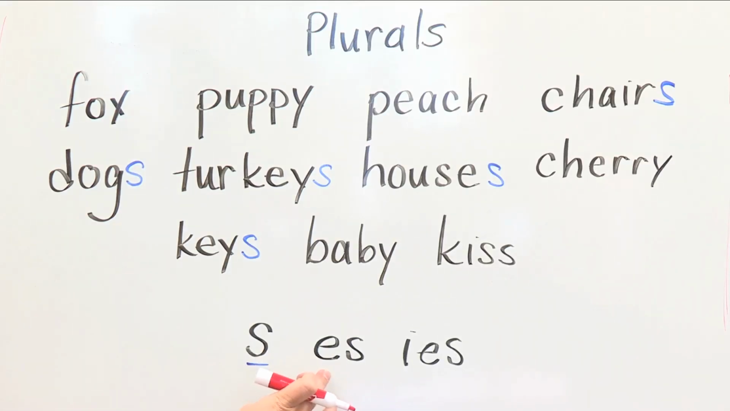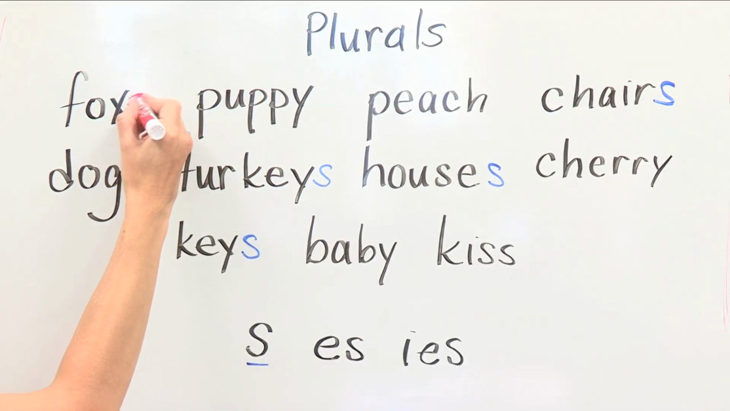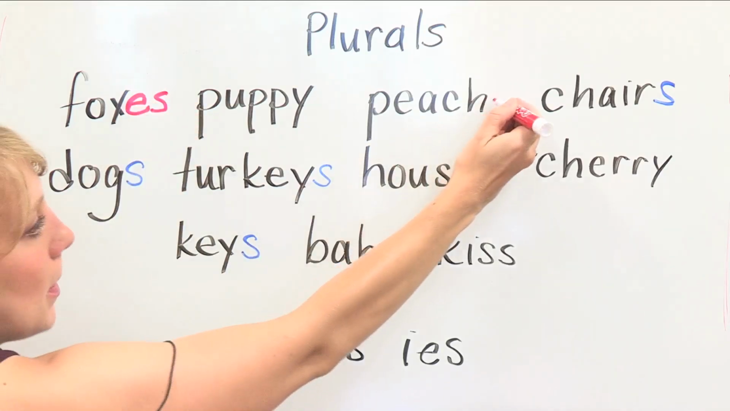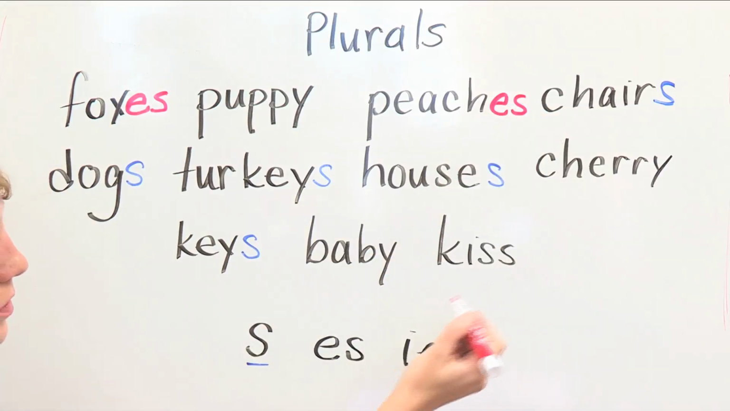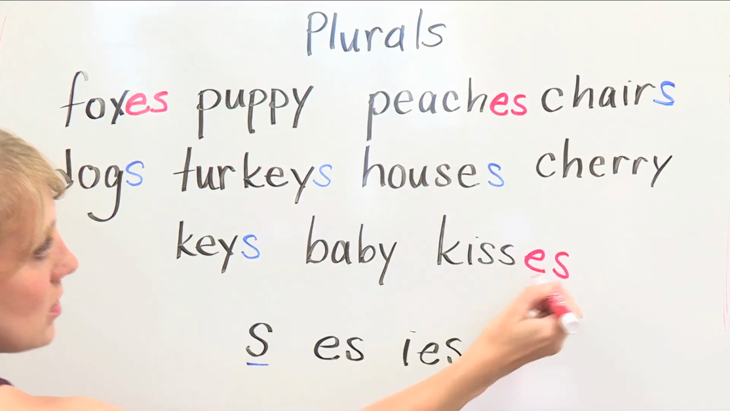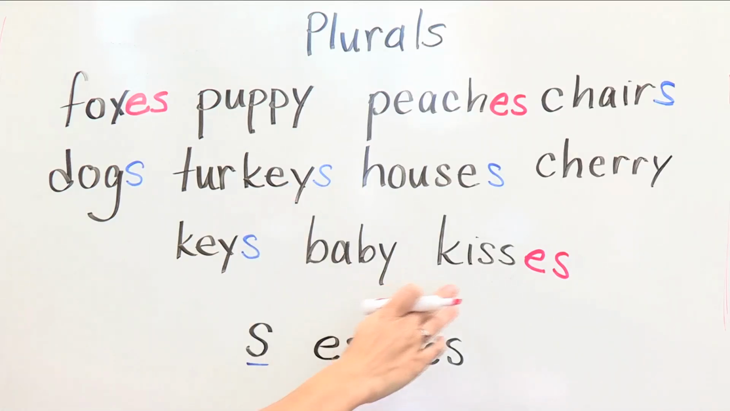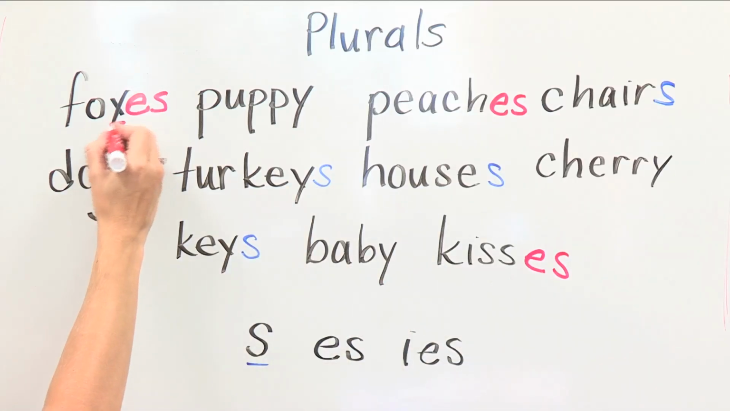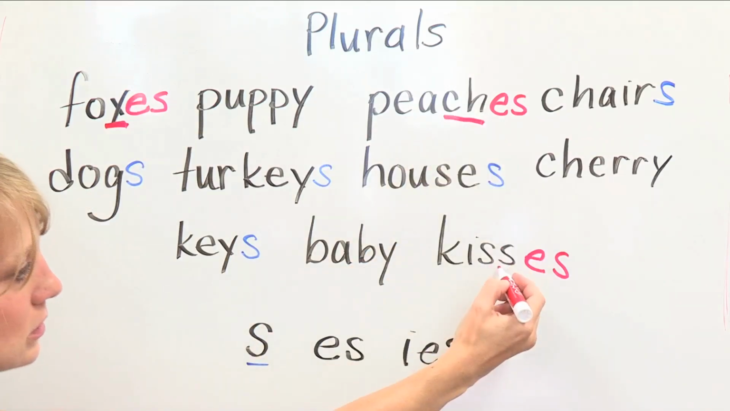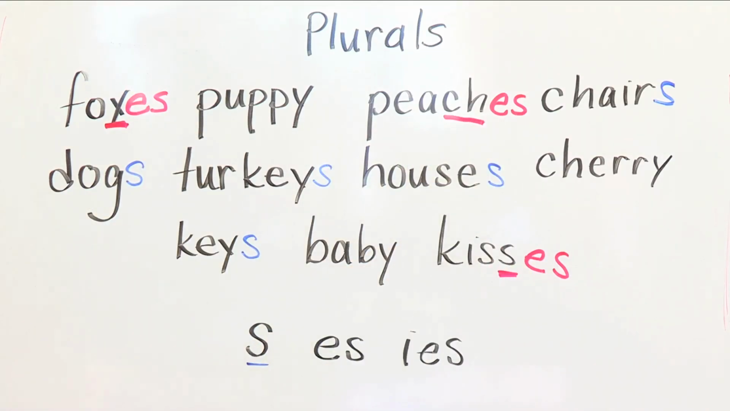So which one do I add ES to? We have boxes, peaches, kisses. So what do those words that we added just plain old ES end in? We're going to come back to that in a second. Now let's look at our three remaining: puppy, baby, and cherry. Now they all end in Y, but so did turkey and key. So why did I only add an S to turkey and key? And I'm going to get ready to do something different with puppy, baby, and cherry.